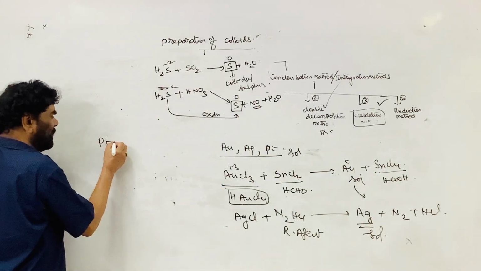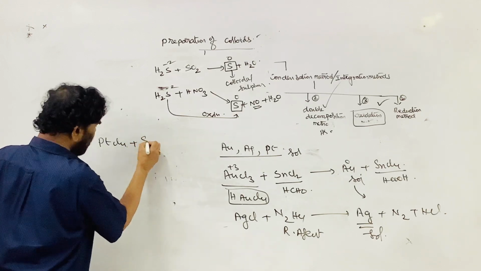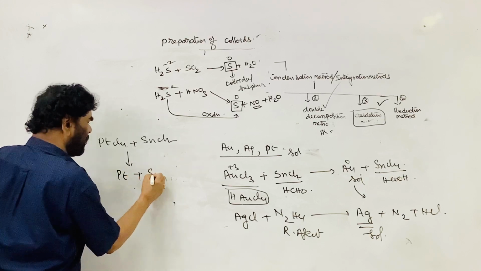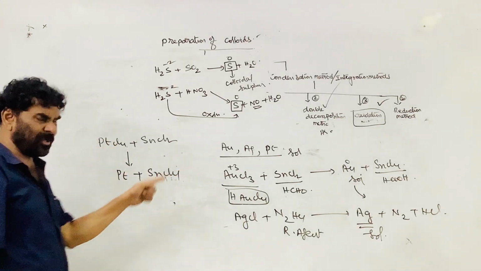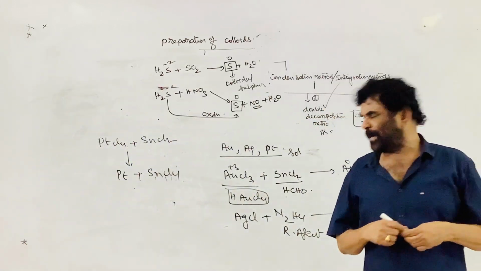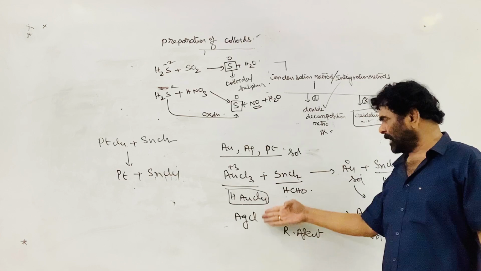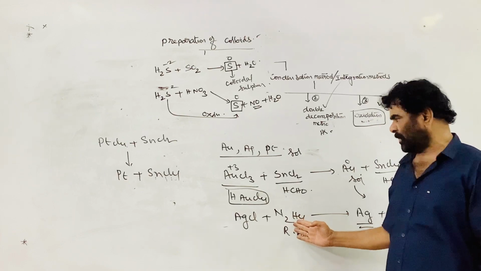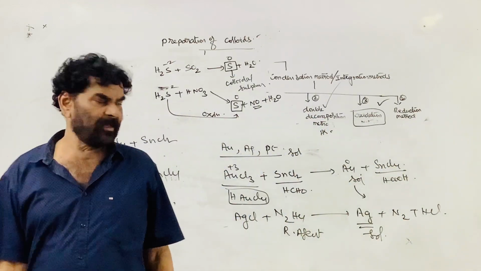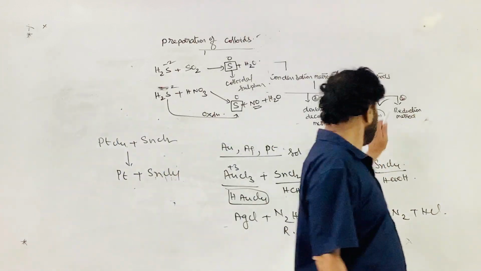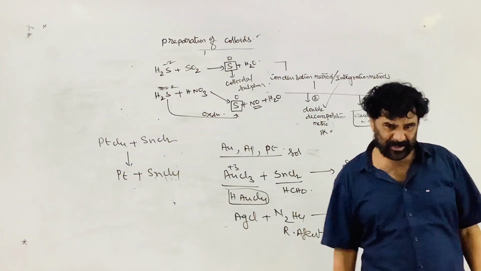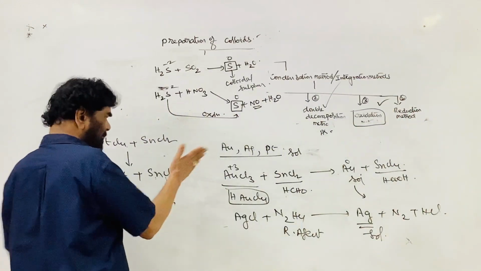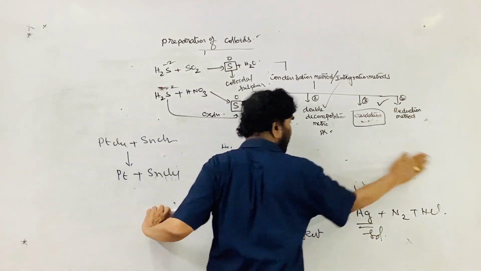Similarly, if you take PtCl4 plus stannous chloride, SnCl2, it reduces the platinum chloride into platinum, plus SnCl4. In every case it is the reduction of a material into metallic gold, metallic silver, metallic platinum. The reducing agents are different here: SnCl2 or formaldehyde can be used; here the hydrazine can be used; here SnCl2 is used. So in the reduction, metal is created. This is mainly used for the preparation of metallic sols.